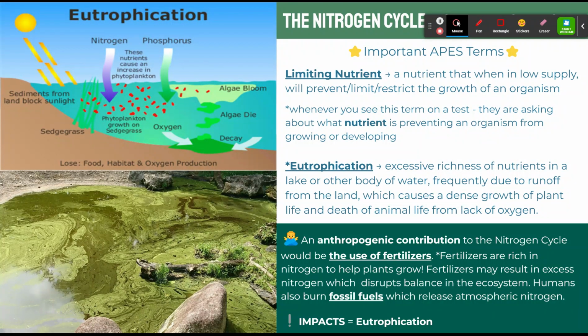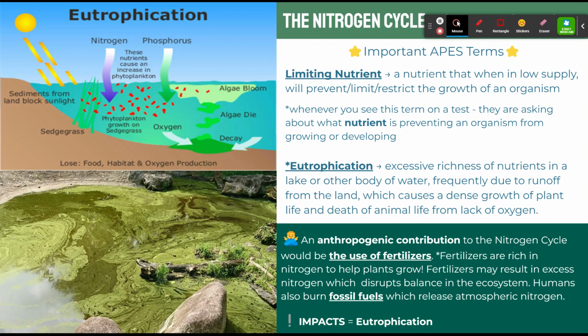So these are just a few important terms that we're going to go over. A limiting nutrient is a nutrient that, when in low supply, will prevent, limit, or restrict the growth of an organism. Whenever you see this term on a test, they're asking about what nutrient is preventing an organism from growing or developing. Typically, nitrogen and phosphorus are limiting nutrients, which is why they're pumped so heavily into fertilizers to help plants grow.